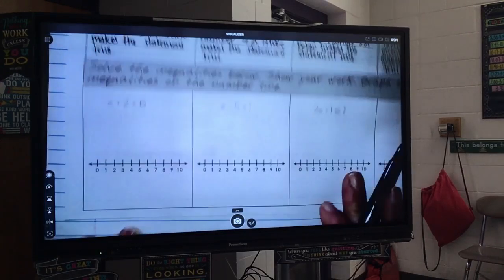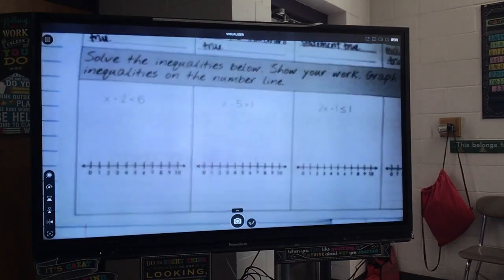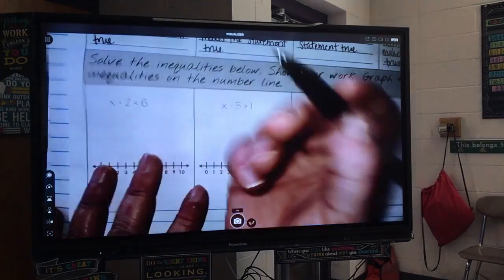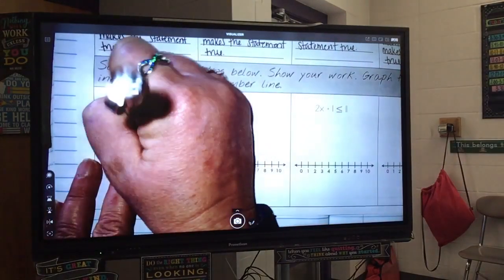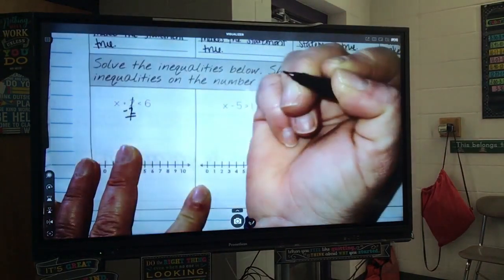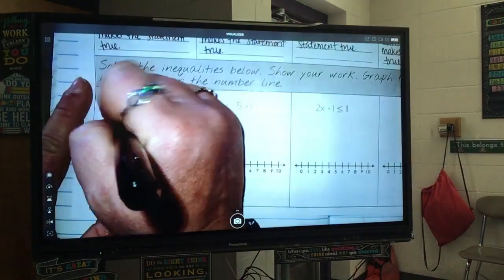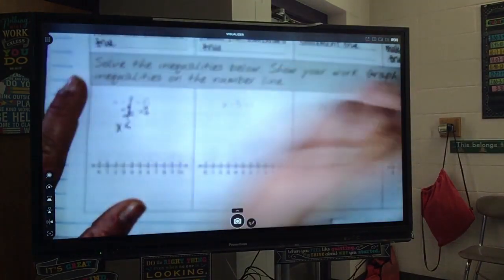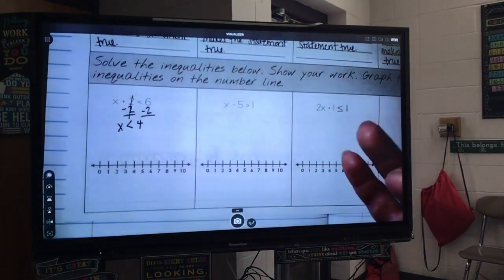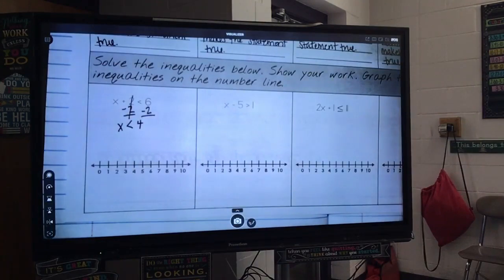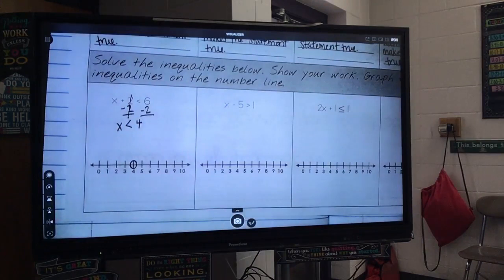So for the first one, you have x plus 2 is less than 6. We have to get our variable by itself. So what is the opposite of addition? Subtraction. So I'm going to subtract 2, which cancels it out. If I subtract 2 on one side, I have to subtract 2 on the other side. X is less than what? 4. So that is my inequality. That is what I'm going to graph. So I'm going to go to 4. Am I going to have an open circle or a closed circle?